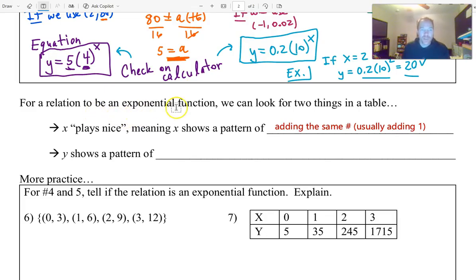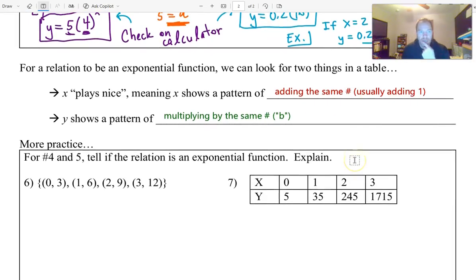So, all right, to be exponential, we want x to play nice. And then y needs to show a pattern of multiplying, that repeated multiplication. That's the exponential part. So we want y to show a pattern of multiplying by the same number. And that's b in our equation. y equals a times b to the x. That's b. That's how we know for the equation. Okay. So a couple more problems.